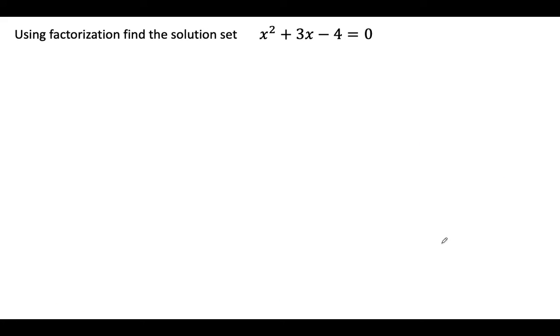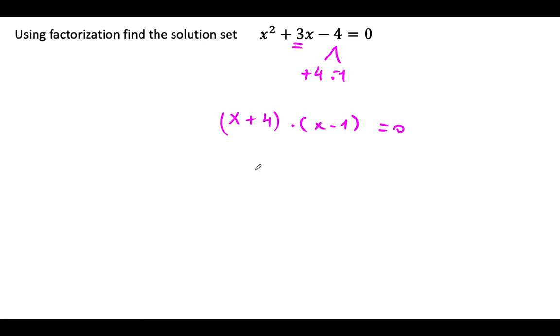Now let's see the examples. Since a is 1 here, I can directly say two numbers such as negative 4 times 1 will be negative 4, okay, but negative 4 plus 1 will be negative 3, but I should have positive 3. For that reason, let's say this one is positive 4 and this one is negative 1. So the factorization will be x plus 4 times x minus 1 equals 0.